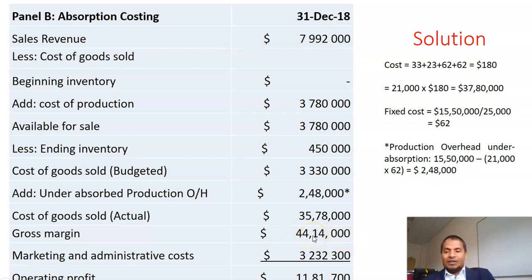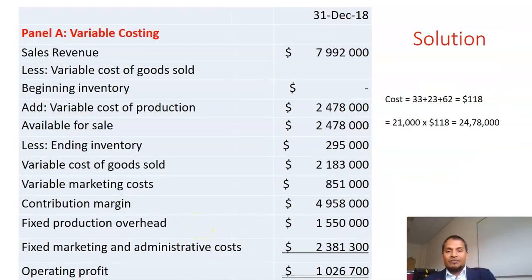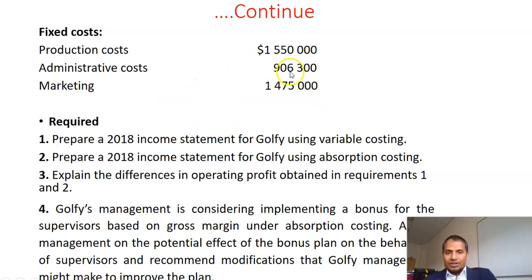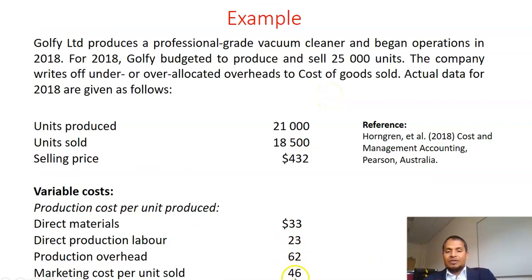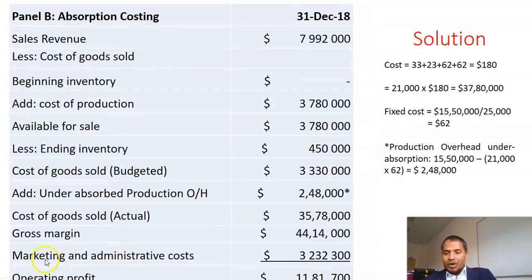Then if you deduct this cost of goods sold from sales, you will get gross margin or gross profit. And then deduct marketing and administrative cost, fixed and variable all together. Variable cost you need to consider only for the sold units, 18,500 times 46, plus administrative fixed cost and marketing fixed cost. Then you will get total marketing and administrative cost, fixed and variable. And then you will get net profit, 1,181,700 according to absorption costing.